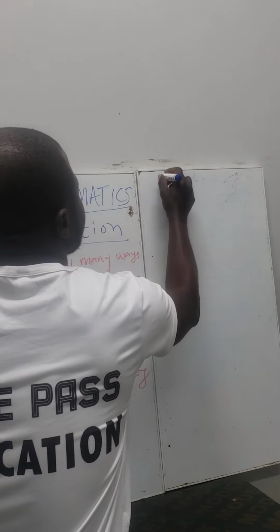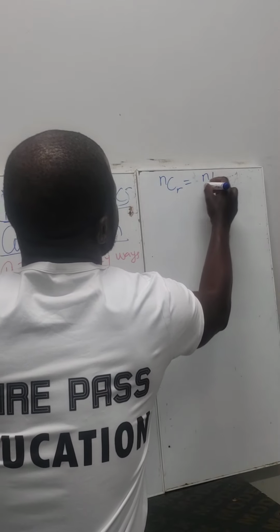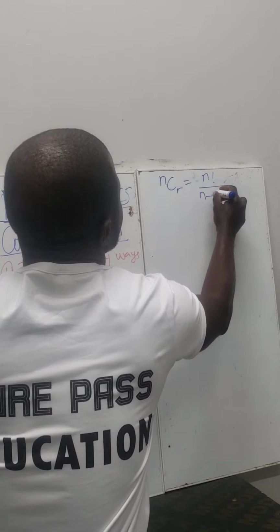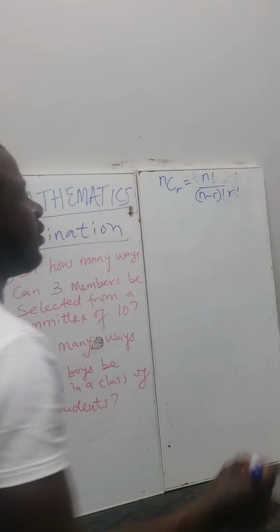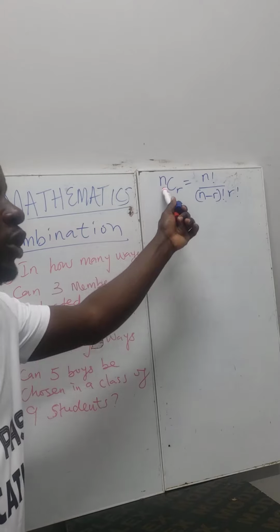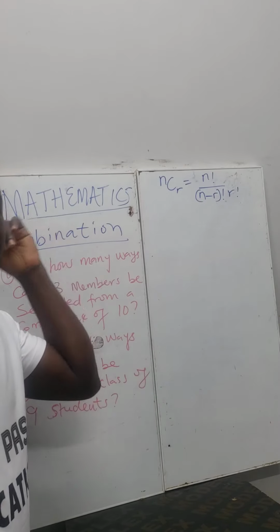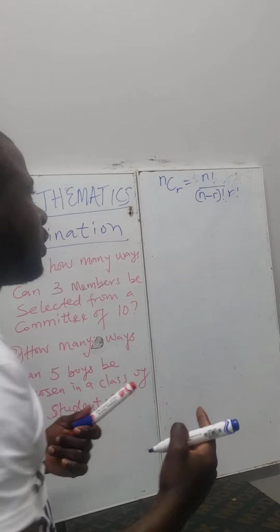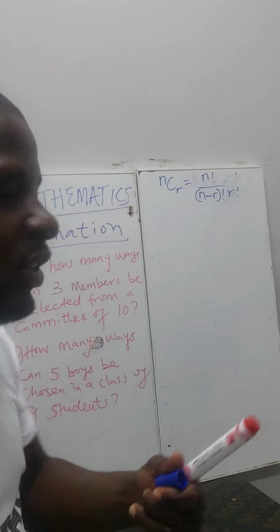The formula is this: n combination r is equal to n factorial divided by n minus r factorial, then r factorial. So you can see now the formula for combination is different from the formula for permutation. We have treated permutation in our previous class. You can still go and watch the video on our previous lesson.